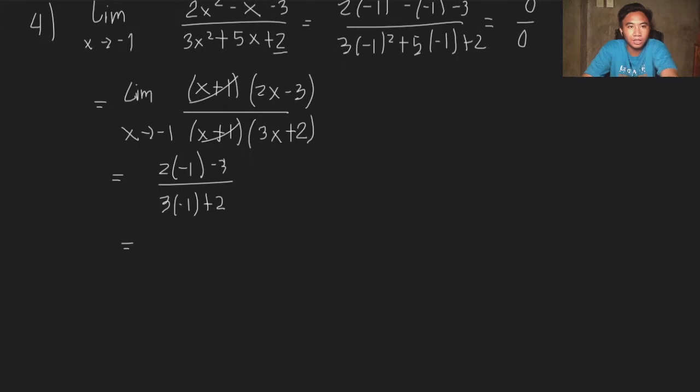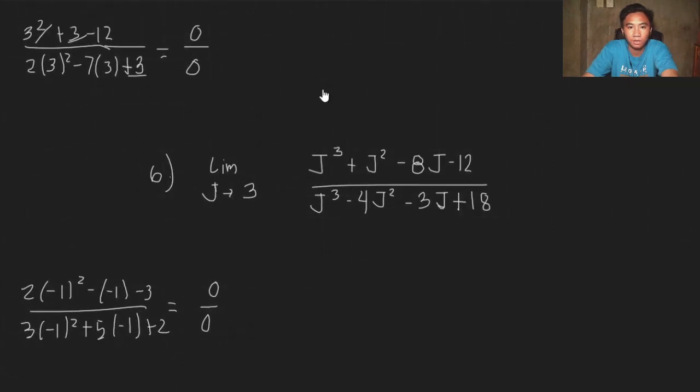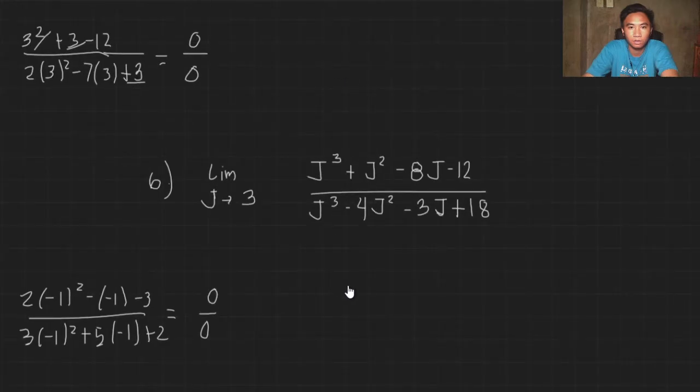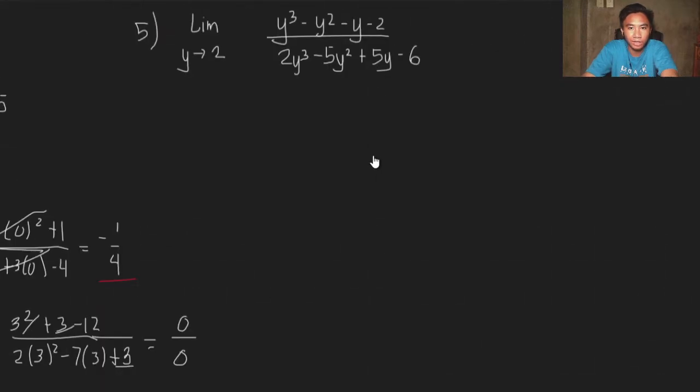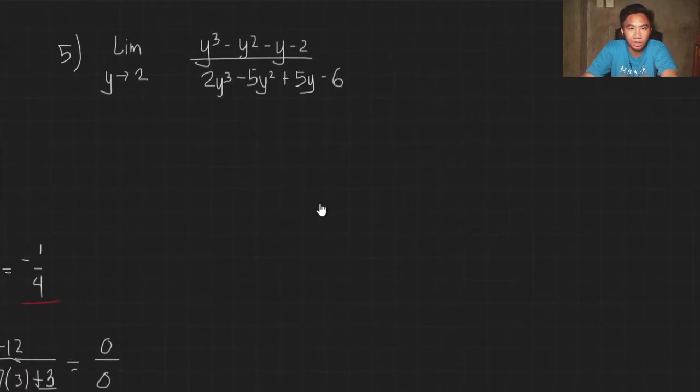So, what's the answer? Negative 2 minus 3 is negative 5. 3 times negative 1, negative 3 plus 2 is negative 1. So, our final answer will become positive 5. Next, number 5. Yung mga madadaanan natin mamaya, buburahin natin yung mga yan.